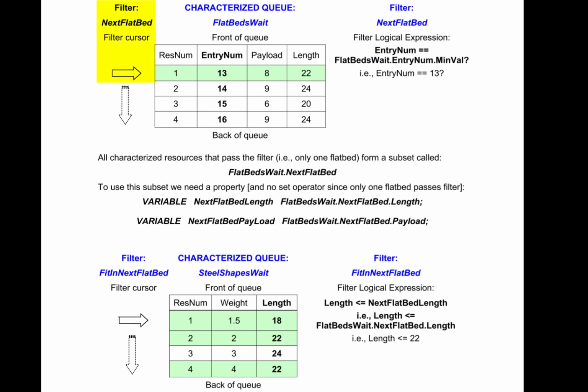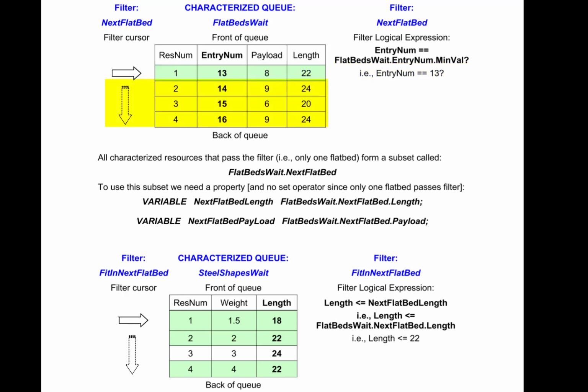When we apply the filter next flatbed to the Q flatbed's weight, the filter will cursor the first resource in the queue, which has resnum 1, and it will ask the question, is your entry num equal to the minimum of the entry num properties of all resources in the queue? The question asked really is 13 equal to 13? The answer is yes, so the first resource passes the filter and enters the subset formed by the filter.